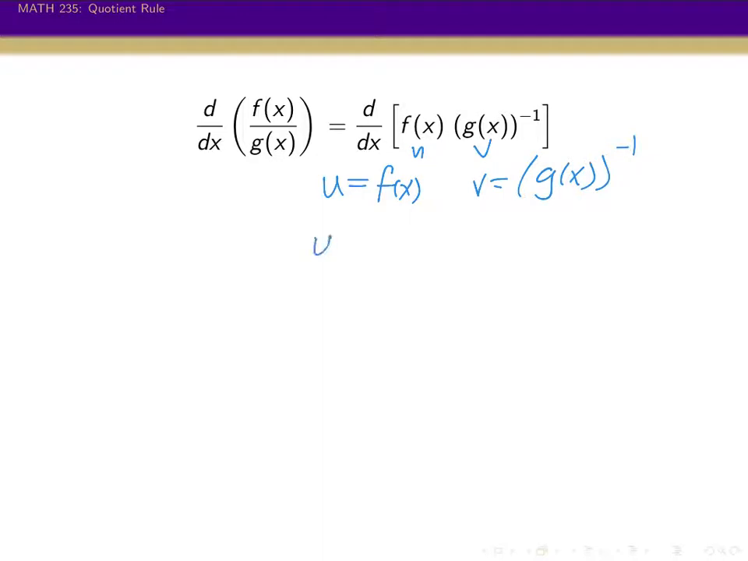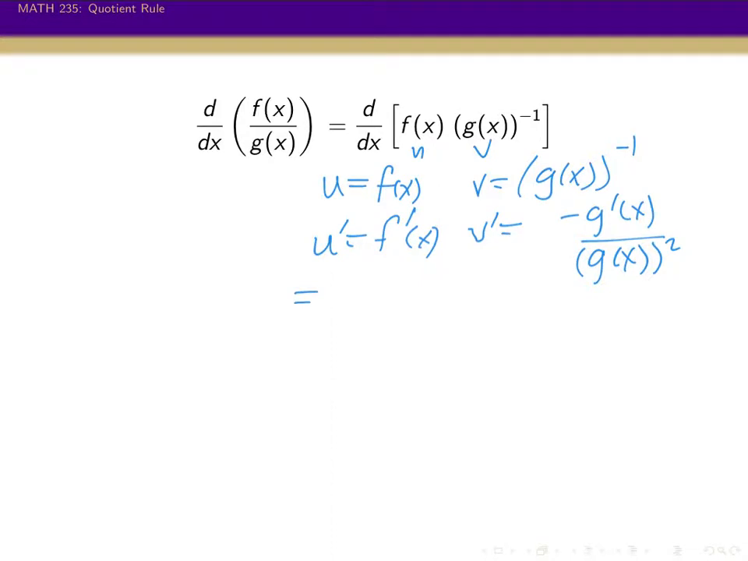So the derivative of u is just f prime. And then the derivative of v, which we just figured out on the last slide, is going to be minus g prime of x over g of x squared. Okay?